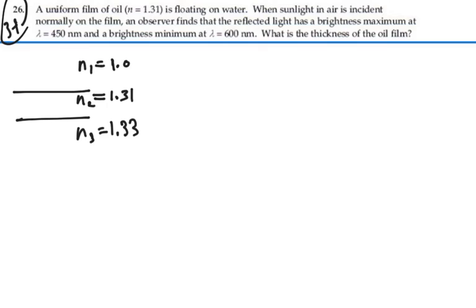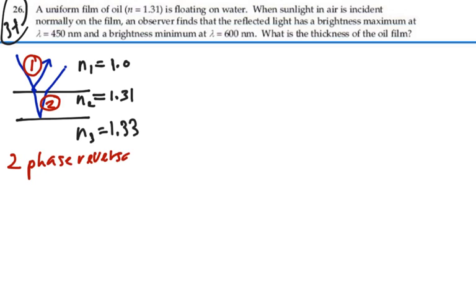So as light comes in, reaches this first interface, we're going from a lower index to a higher index, so we'll have a phase reversal there. And then for this refracted light, as we hit the second interface between the oil and the water, we're going from a lower index to a higher index there as well. So there will be a phase reversal on that interface as well. So we're going to have two phase reversals. Left to its own devices, that would keep us in phase.